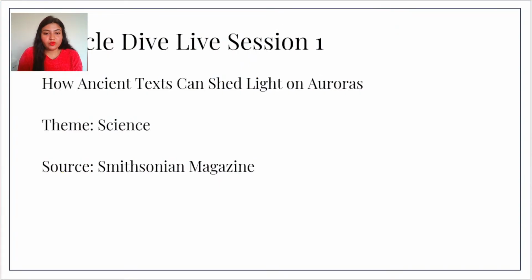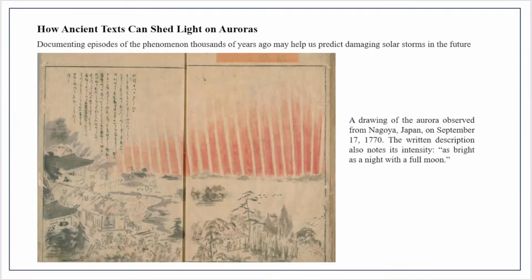So this is session one. How ancient texts can shed light on auroras. The theme for this week is going to be science, and the source that I've used for this article is Smithsonian Magazine. So, how ancient texts can shed light on auroras: documenting episodes of the phenomenon thousands of years ago may help us predict damaging solar storms in the future.